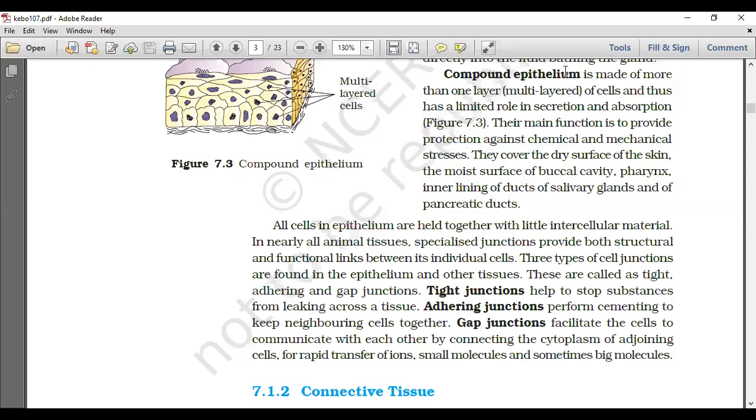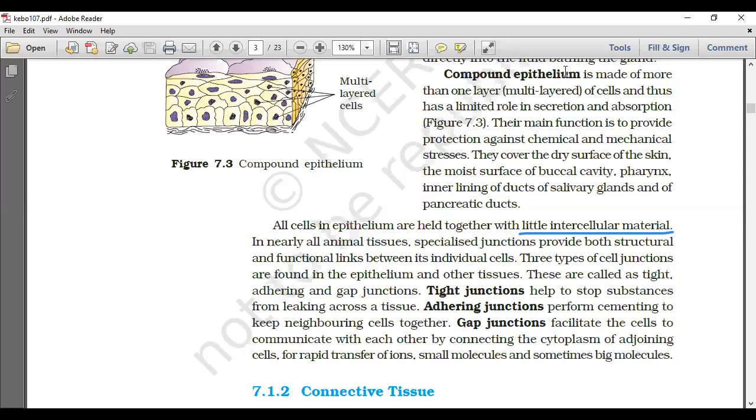All cells in epithelium are held together with little intercellular material. In nearly all animal tissues, specialized junctions provide both structural and functional links between its individual cells. Three types of cell junctions are found in the epithelium and other tissues. These are called tight, adhering, and gap junctions.